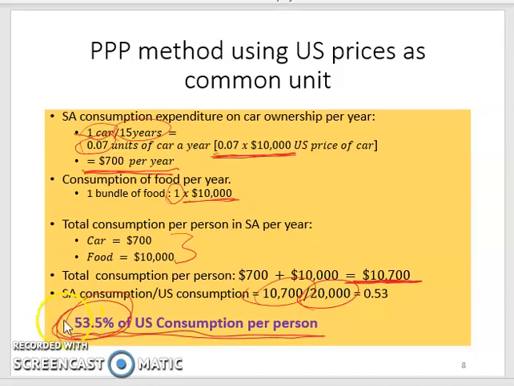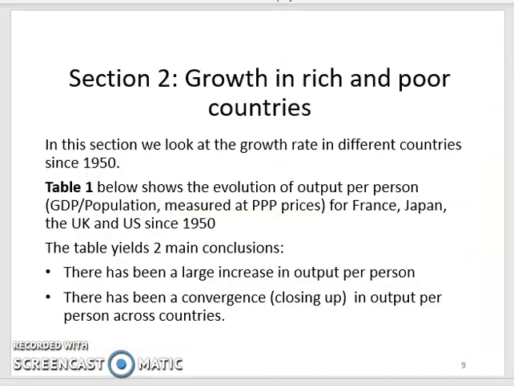Okay, so to carry on, in this video, we're going to look at the growth rate in different countries since 1950 to have a picture of the trends in growth and the differences across countries and over time. The table that we're going to look at below shows the evolution of output per person, that is GDP divided by population, measured at PPP prices. It shows France, Japan, the UK, and the US since 1950.